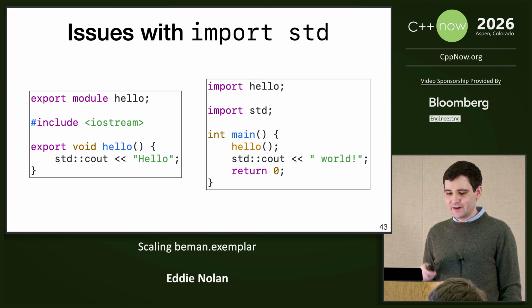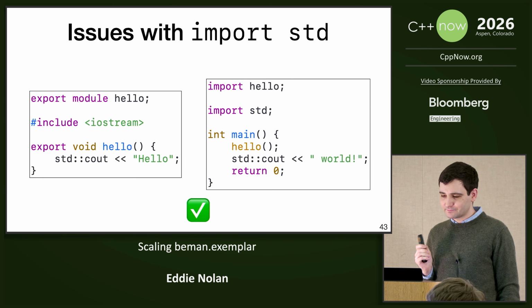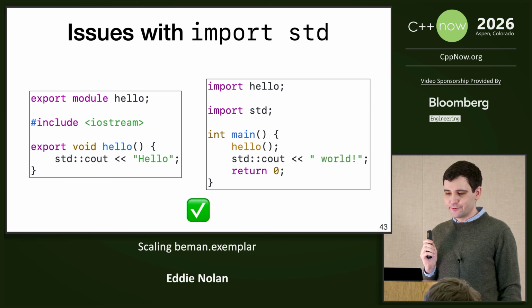And we're going to include iostream, and then we're going to consume it, and then we're going to use import std to get iostream to print out world. As far as my testing is concerned, this seems to work fine. The problem comes if you do the reverse.